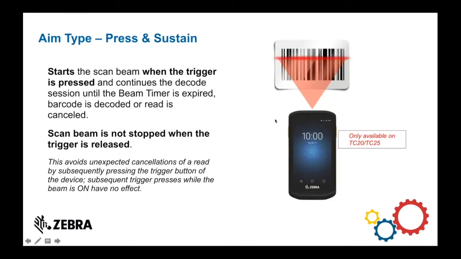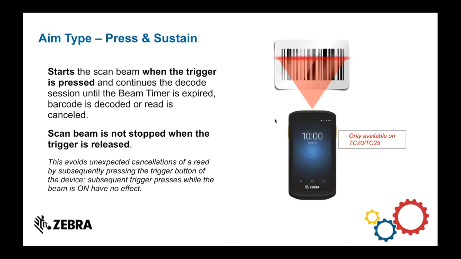All right, so another new feature we introduced was a new aiming type. Okay, so we do have a few existing aiming types in terms of when you're scanning the barcode. This one, again, caveat, is only available on the TC20, TC25. What it's called, press and sustain. It's pretty self-explanatory, but essentially what you're doing is you're hitting the scan trigger, and then the scanner will continue to decode, right? Try to decode until either the beam timer is expired or there's a barcode that actually was scanned, right? So you might think this is pretty minor, but in some cases it's very useful.